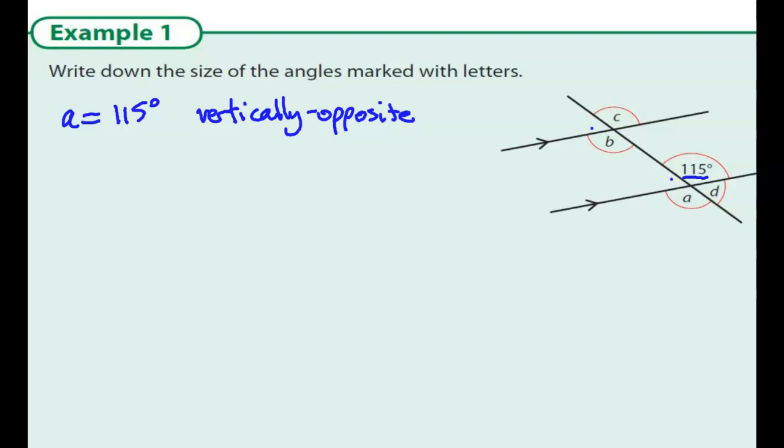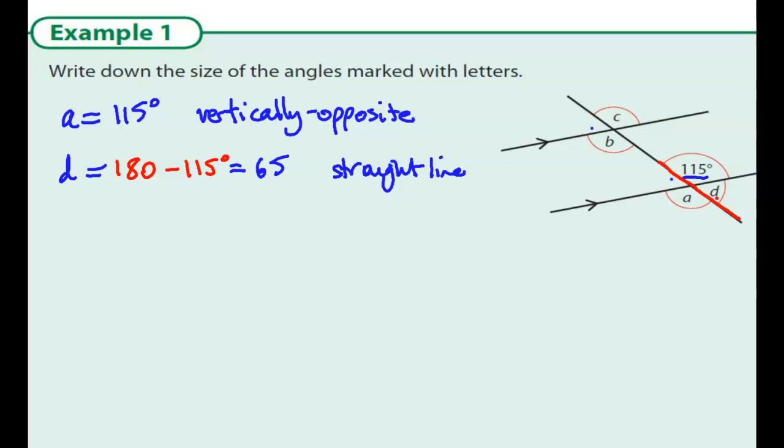Let's look at D. As I said, you don't have to do it in alphabetical order. Let's look at D next. Okay, so D, what can we say about D? Well, if we see that straight line there, we can see that D and 115 make a straight line. So therefore, we know that D is going to be 180 minus the 115 degrees that we're given, in which case my angle is going to be 65. Why have I done this? Because it's a straight line. So I write my rule next to it.